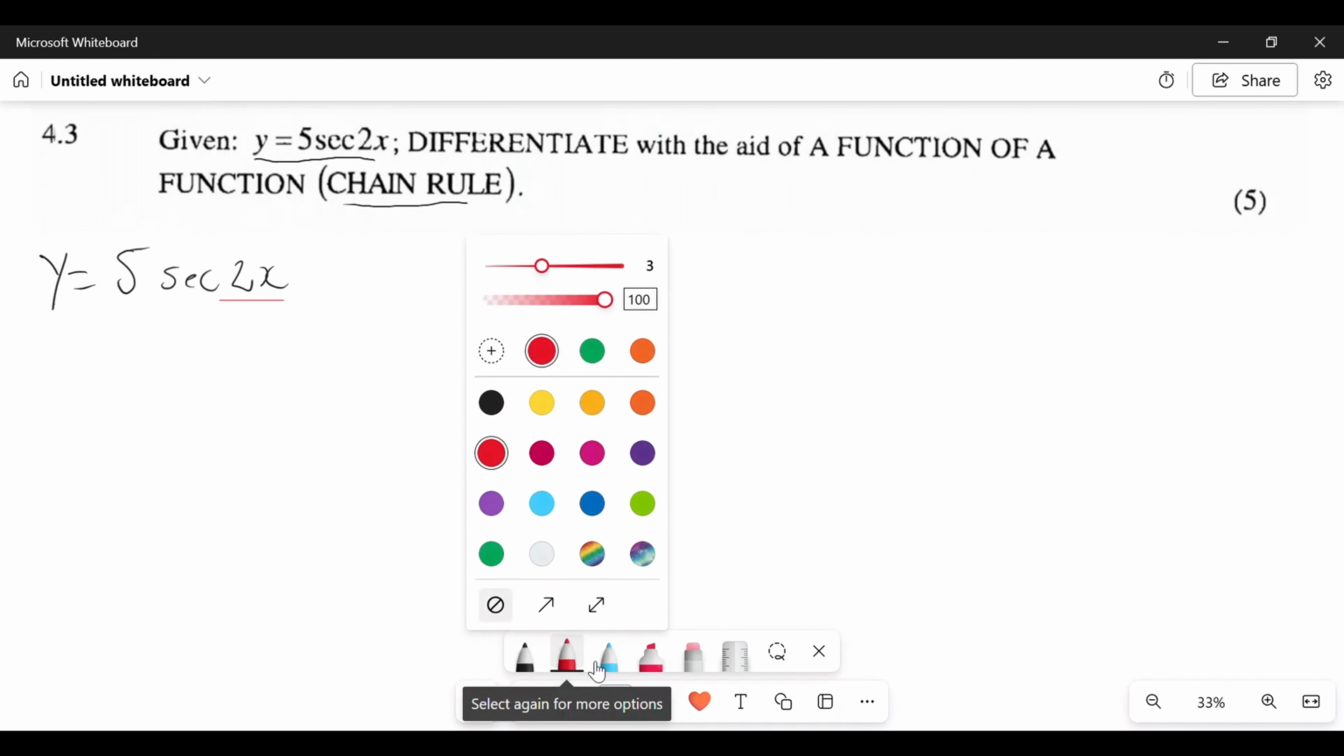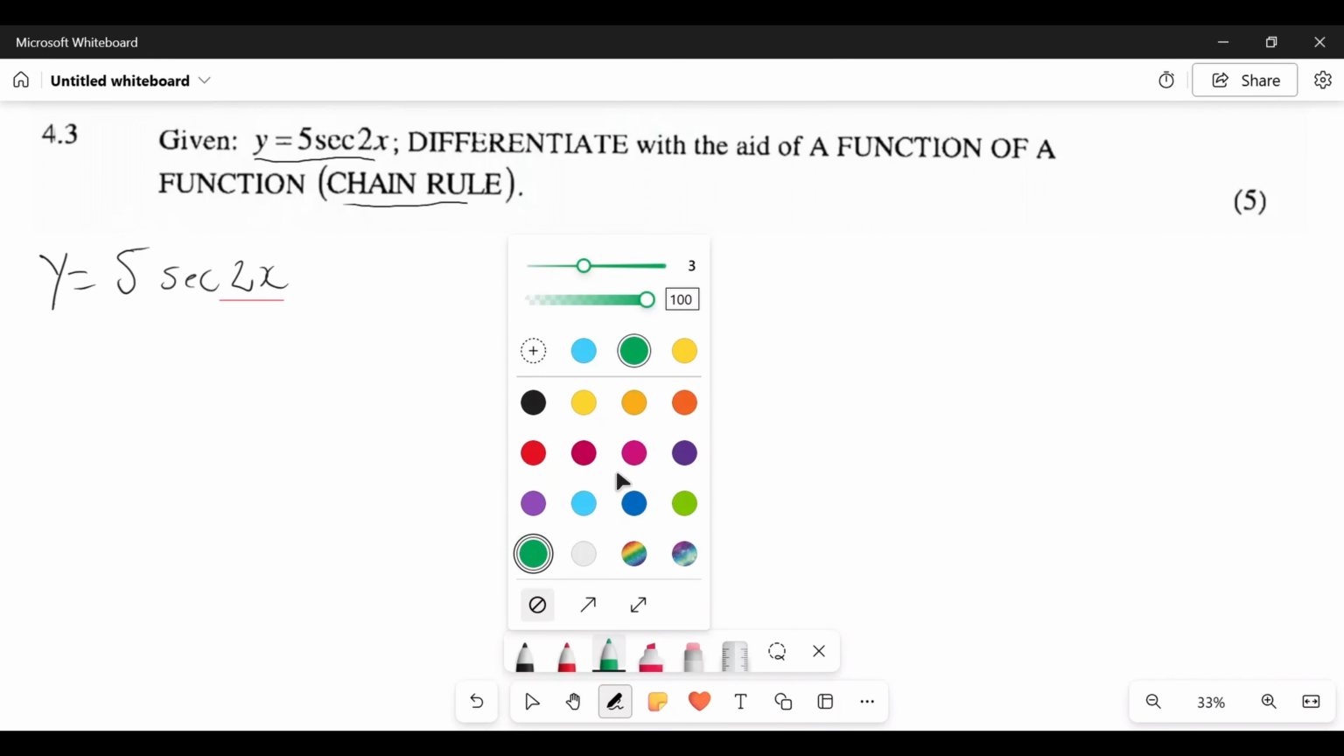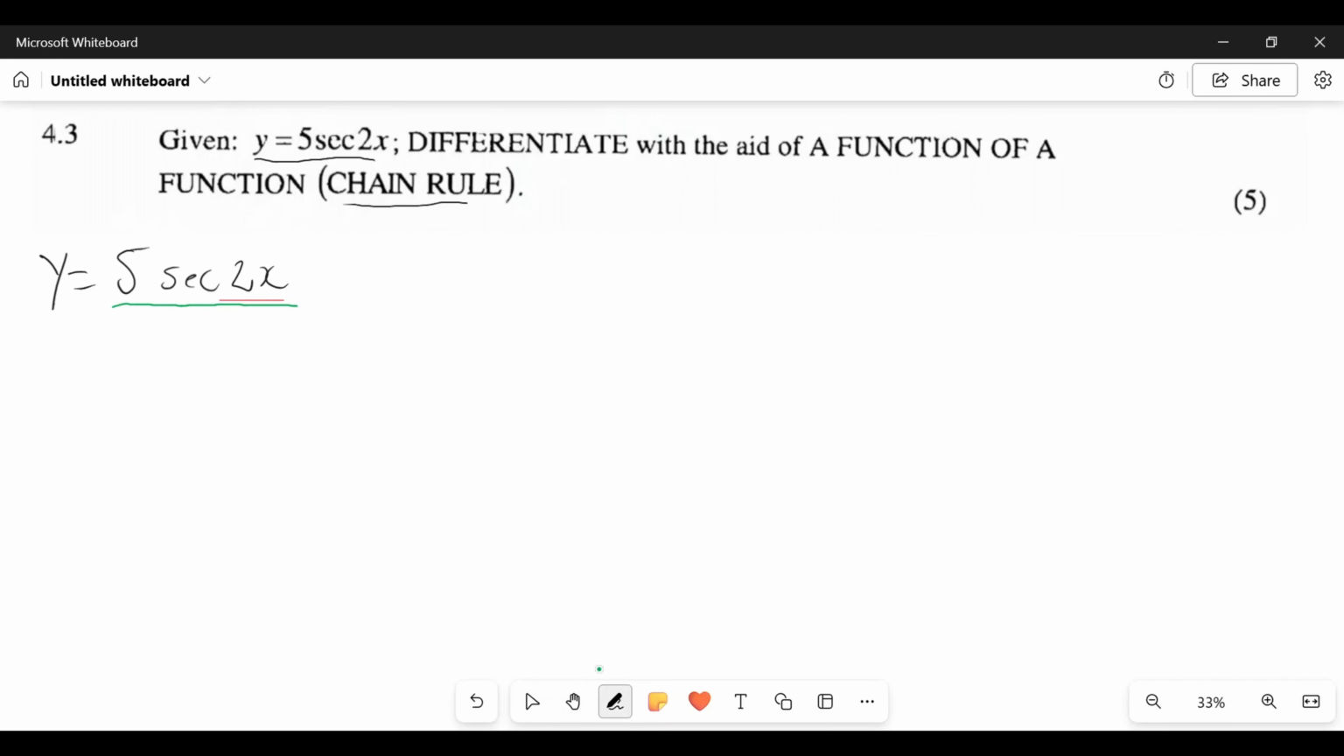And then I'm going to highlight the outer function with green, right? And then the whole thing there is actually the outer function. All right, so you must be able to substitute the two. So like I said, the red color will represent the inner function. So the inner function, I'm going to equate it to u, guys. So the inner function, which is 2x, is u, and then the outer function, I'm going to equate it to y, right? So remember, we have the coefficient there, which is 5, right?